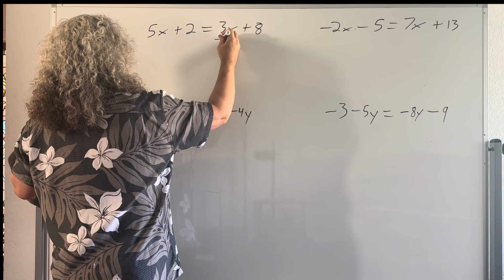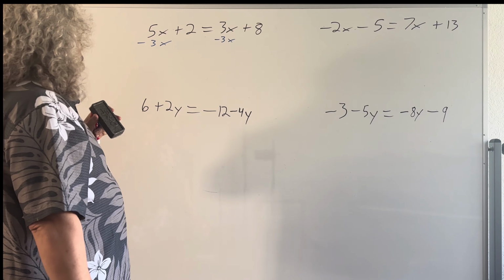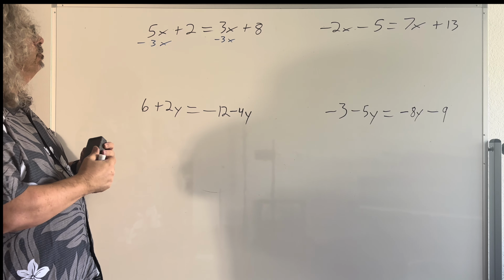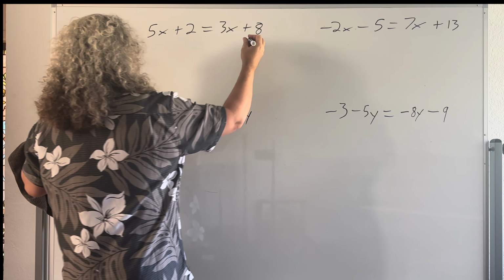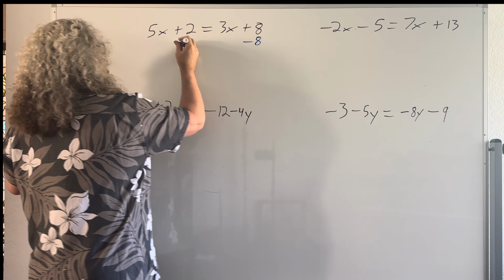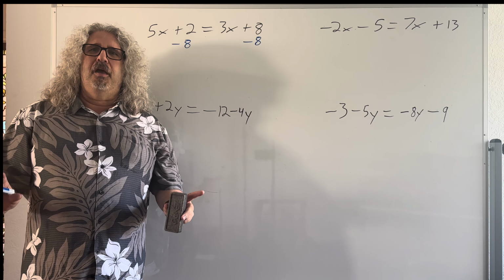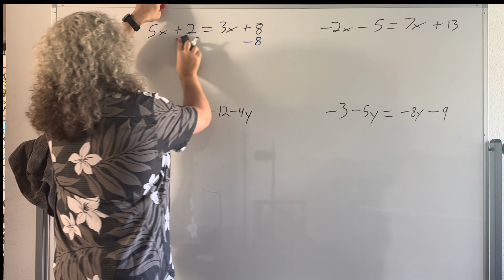I could go minus 3x, minus 3x. And when I end up doing that, you're going to notice they're going to go away and I'm going to have a positive 2x. I kind of like that. So that's a choice. The other choice I can make is I can go minus 8, minus 8. Okay? Whatever choice you make, you're going to get the right answer. So don't worry about making the wrong decision.